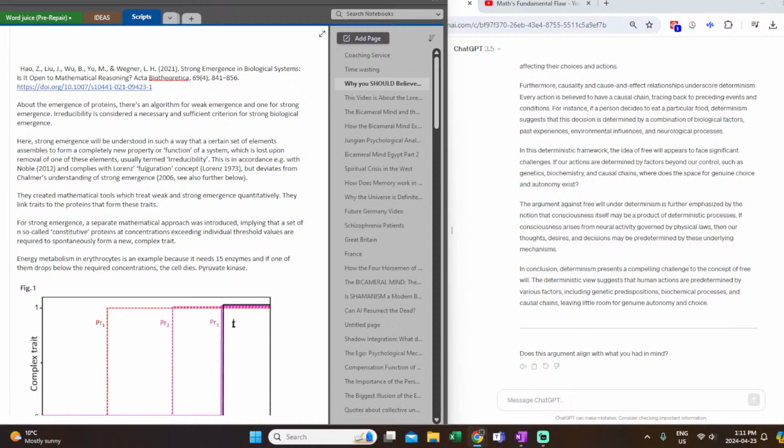Basically, there could be a couple of problems with trying to simulate proteins. Let me just take a sip of my drink.